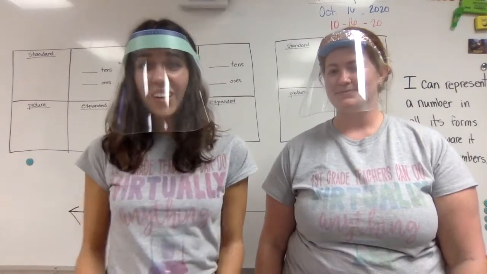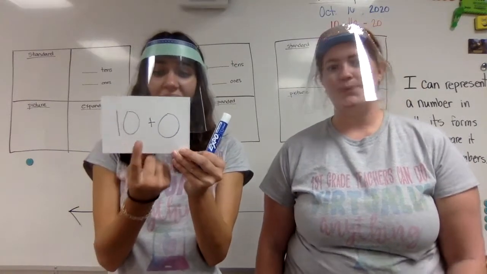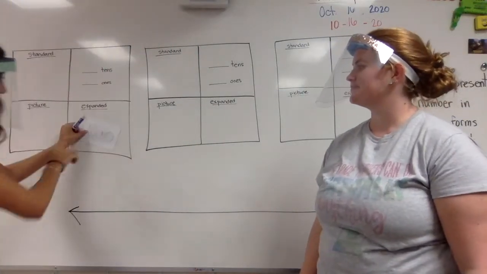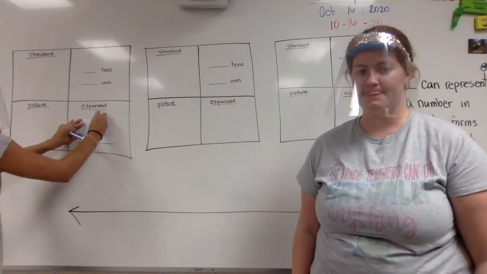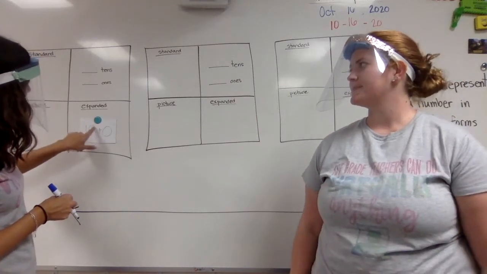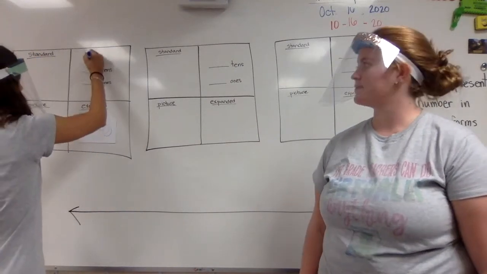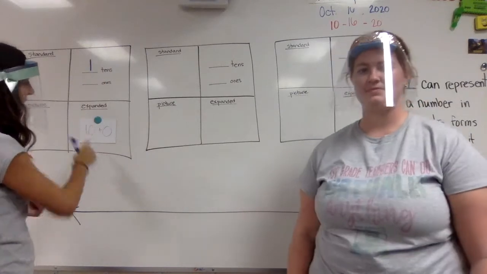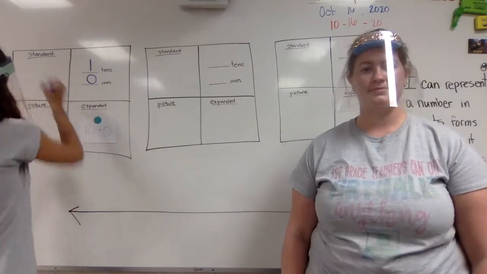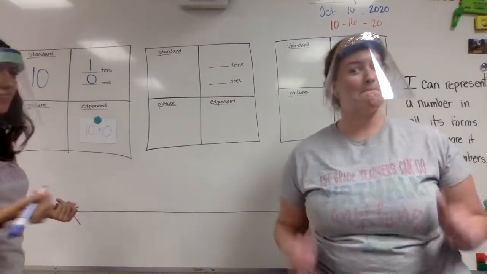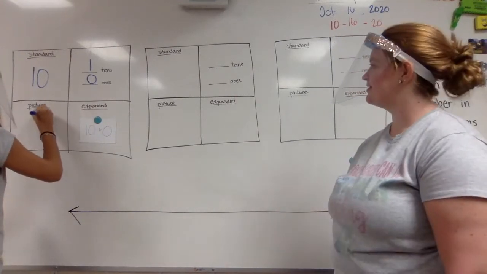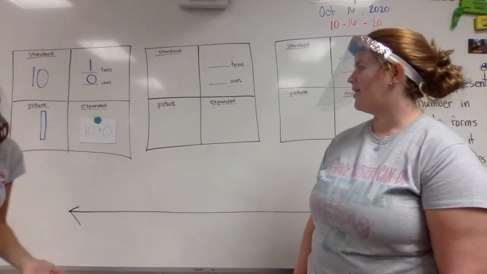All right, I'm going to draw a card just like yesterday. I have 10 plus 0. So I know if I have my addition sign, this is expanded form because I expanded the number to all of its parts. I know that a 10 is worth 10. So 1 ten would be worth 10. And if I have 0 ones, then my number in its standard form would just be 10. And if I was to draw this using base 10 blocks, I know that 1 ten block is worth 10. So that's all I would need to draw.